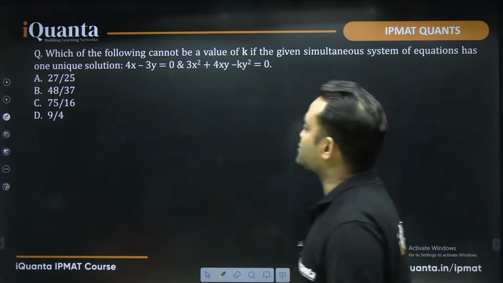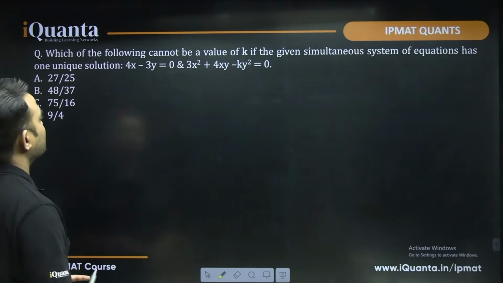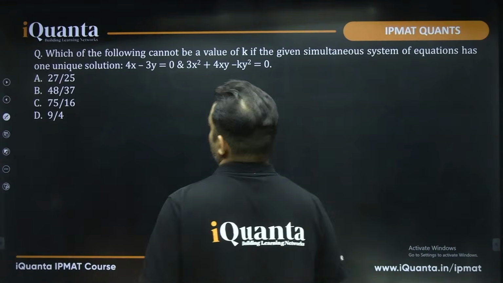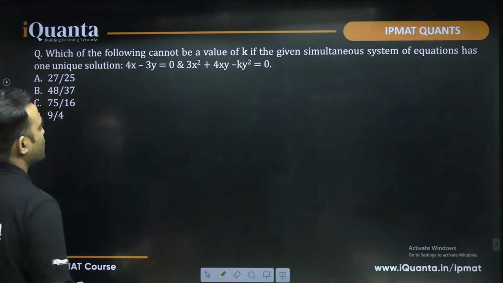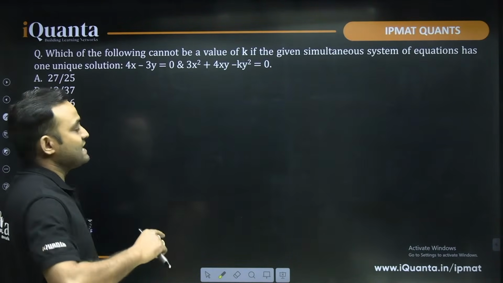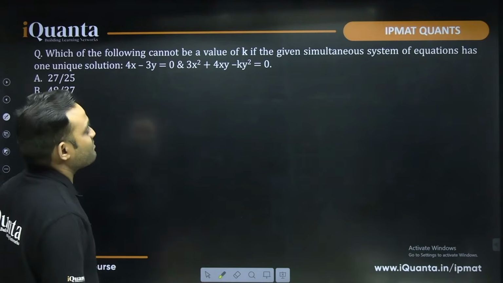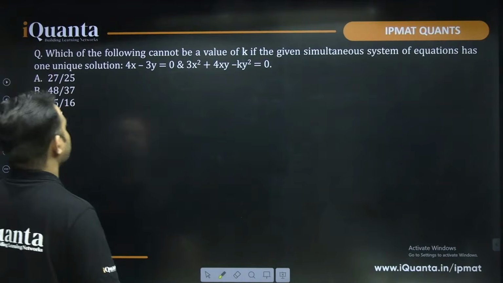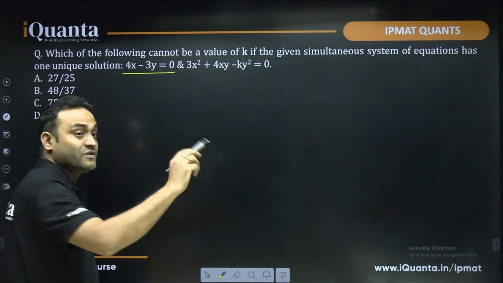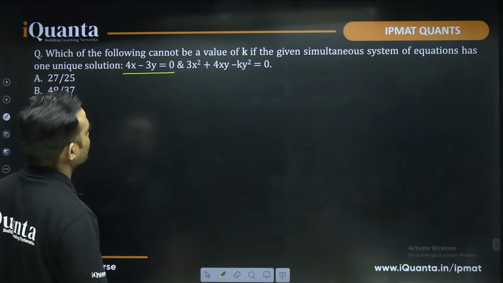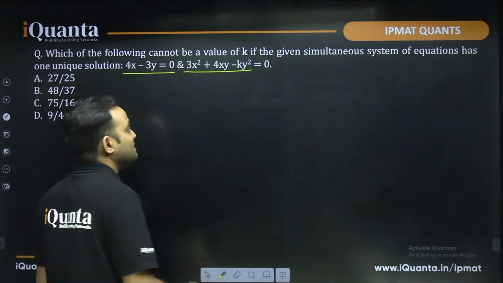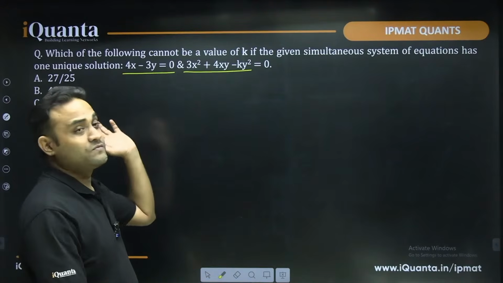So how do we solve this question? Which of the following cannot be a value of k if the given simultaneous system of equations has one unique solution? 4x minus 3y is equal to 0, and 3x square plus 4xy minus ky square is also 0. So if we think about only this equation, there could be infinite solutions, right? And if we talk about this one, right, for different values of k, there will be infinite solutions.